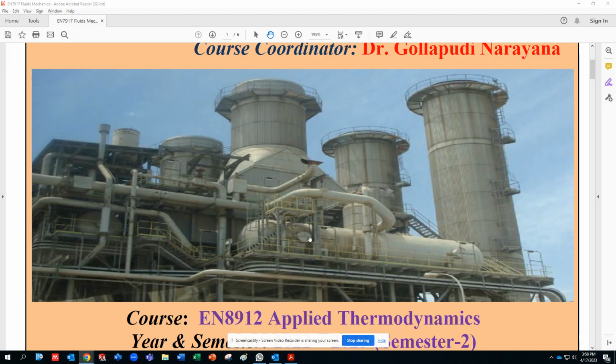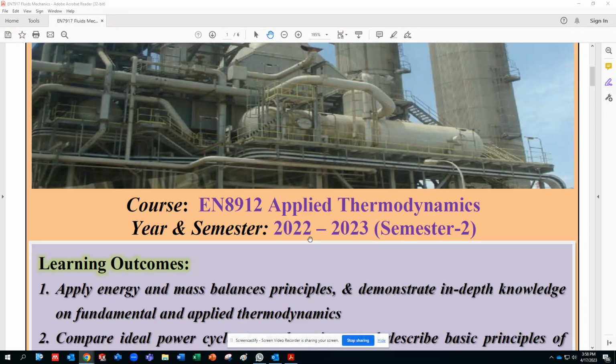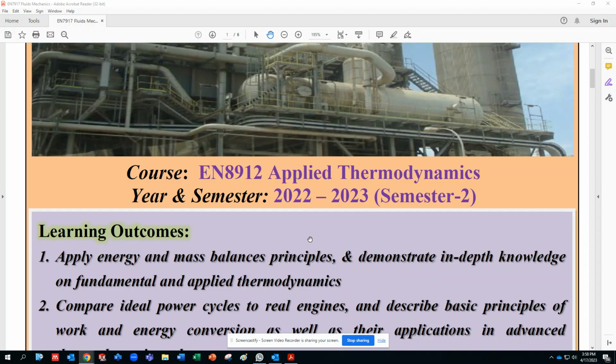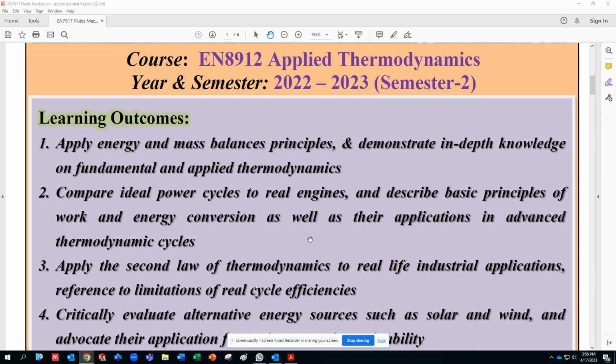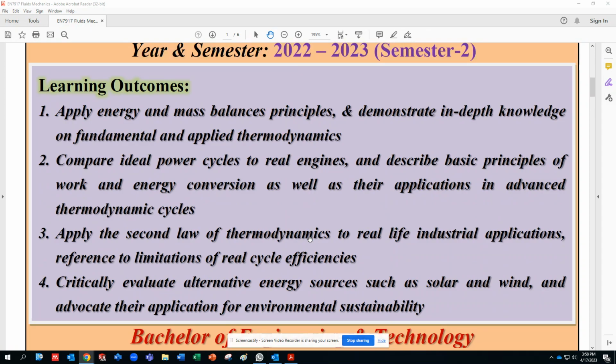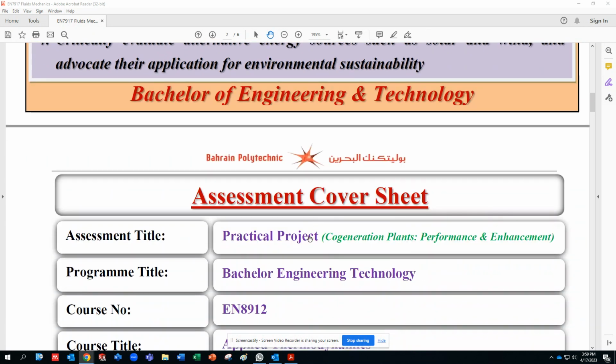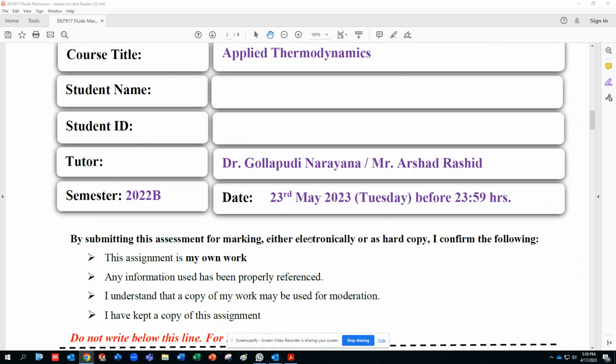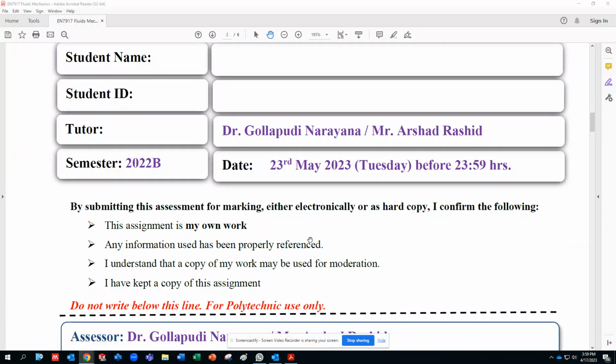Because of the problems that occurred from COVID onwards, we are unable to visit power plants as a group from Polytechnic. So we will discuss what to do in this project analysis in the next couple of minutes. Starting with the learning outcomes, all four learning outcomes will be assessed in this project task. The due date for submission is 23rd May. You have more than 1 month from now, before midnight.